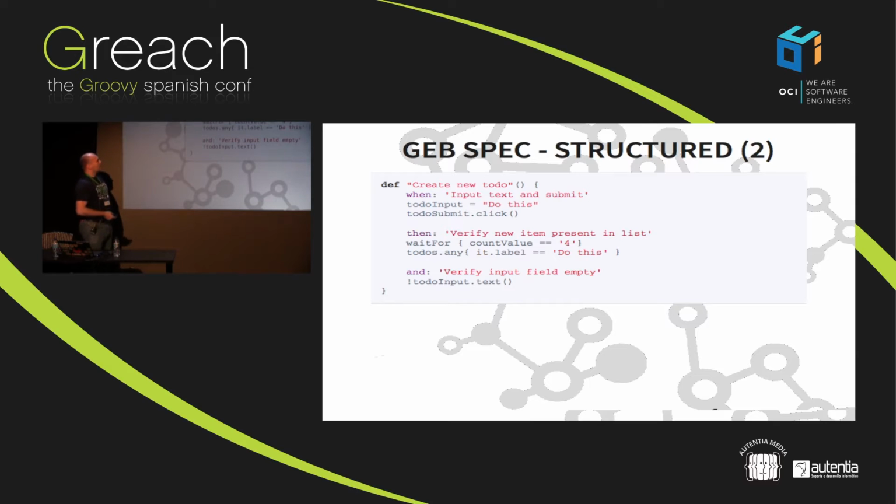So, how do I do interactions? Now I can say, the to-do input, add in do this, to-do submit, .click. I could even have put in a submit method into the page that would then say, all right, click on this to-do submit button. Now I wait for the content value to be 4 and make sure that there are at least one of these. There must be one that has this item. And I can again verify that the to-do item is, that the input is empty.